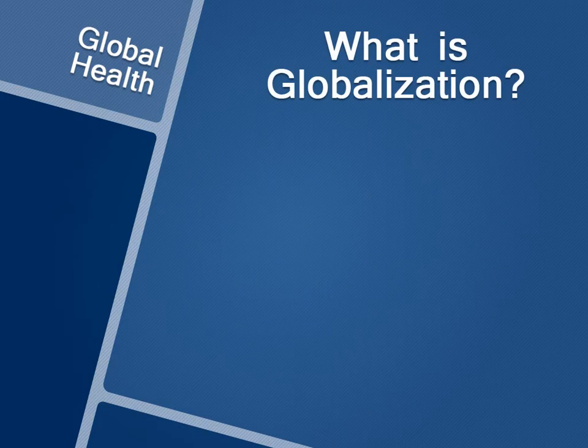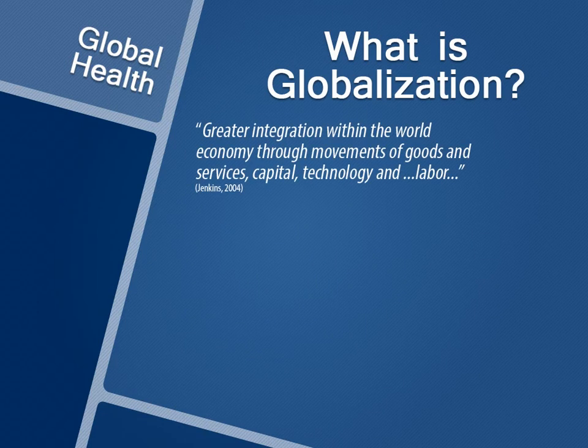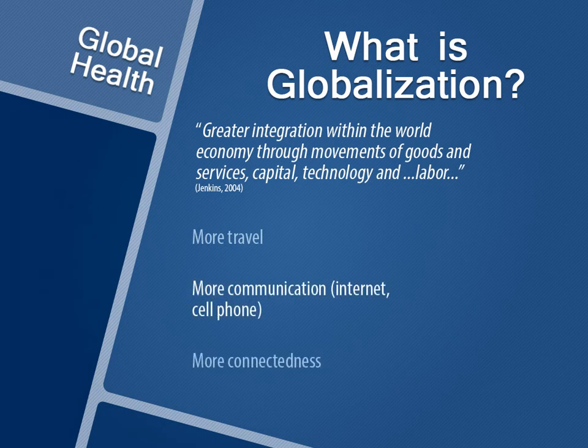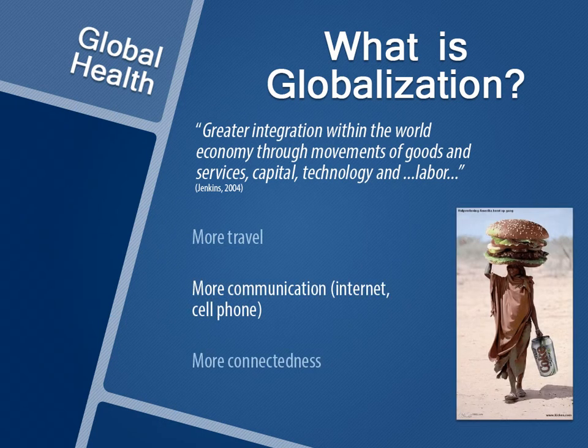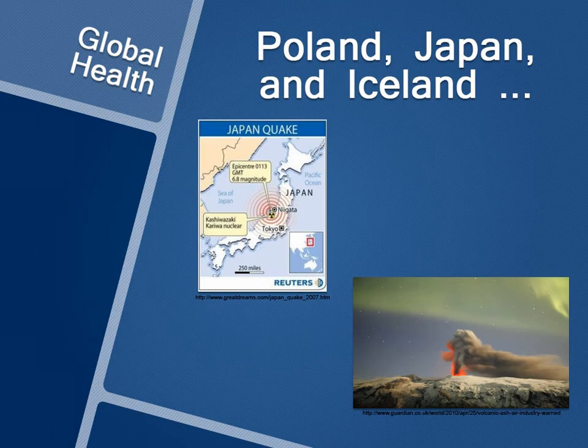Let's start with what is globalization and why we live in a global world. As Jenkins states above, we are constantly on the move. People, goods, technology, etc. We have improved communication, internet and cell phones, that keep us more connected of what is going on in the world. There are 3 recent examples.